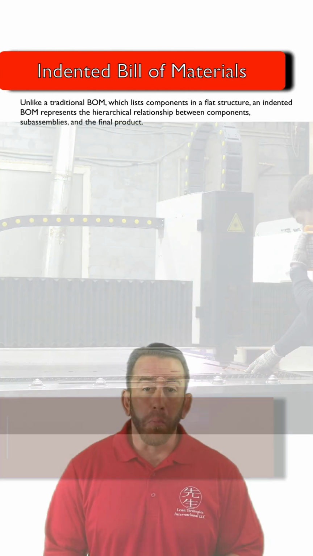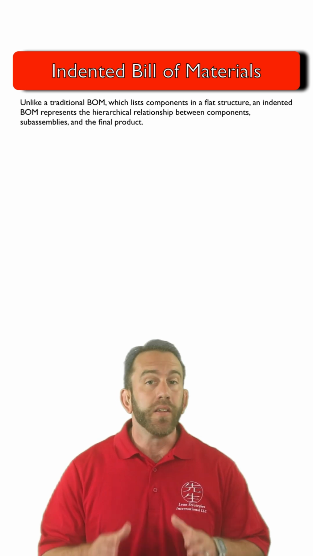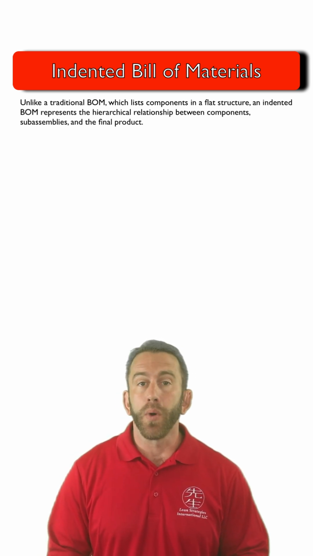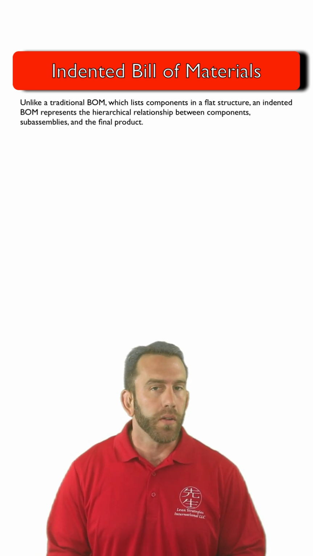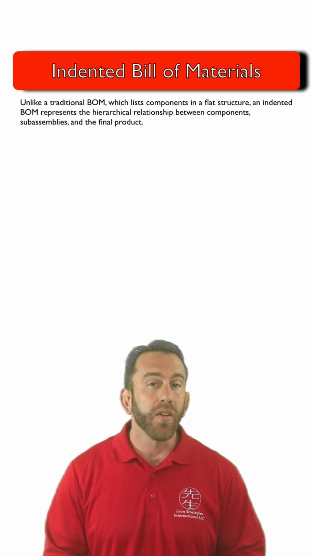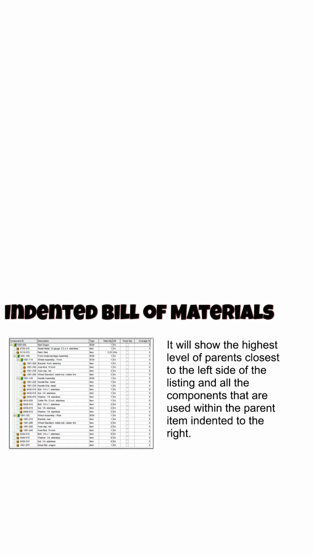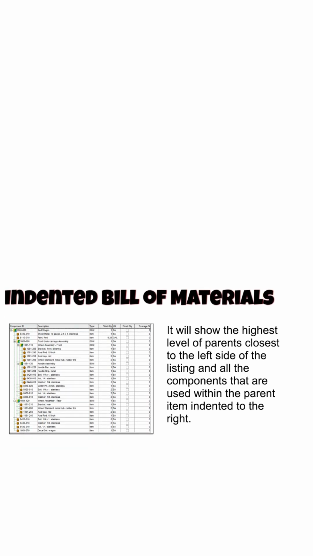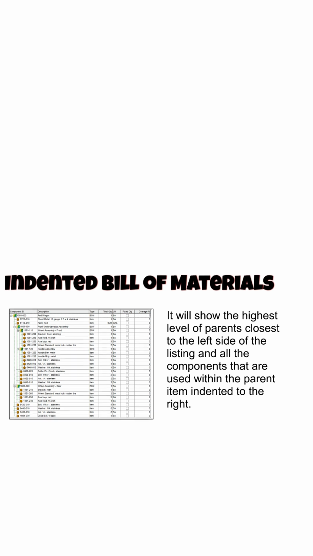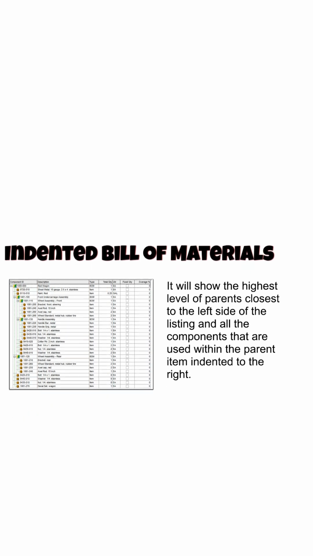Unlike a traditional BOM, which lists components in a flat structure, an indented bill of materials represents the hierarchical relationship between components, subassemblies, and the final product. It will show the highest level of a parent closest to the left side of the listing and all the components that are used within the parent item indented to the right.